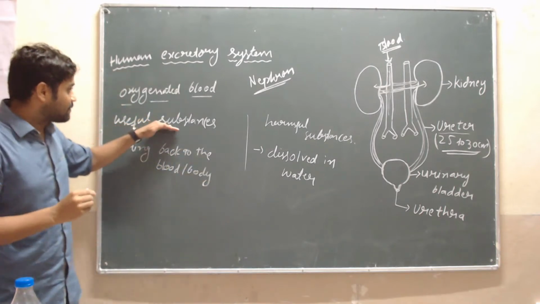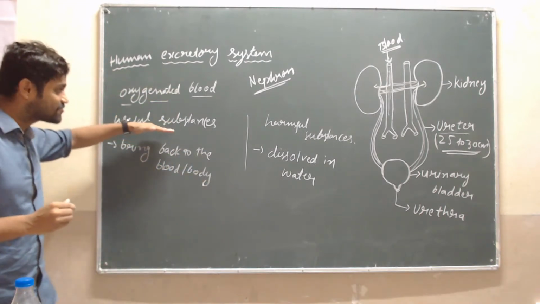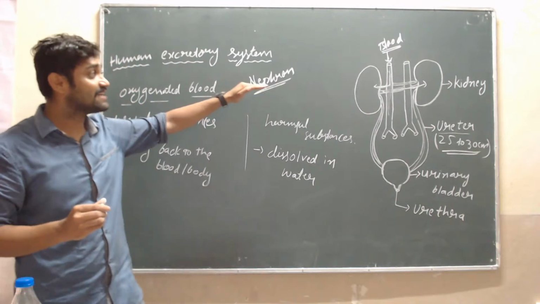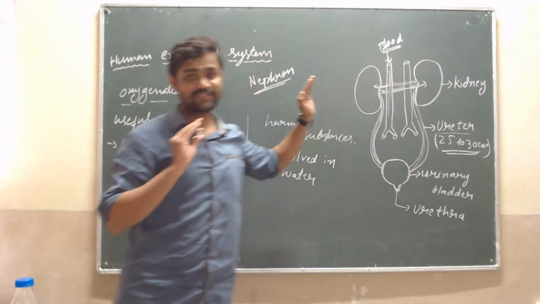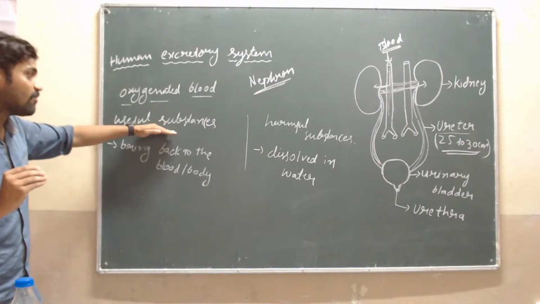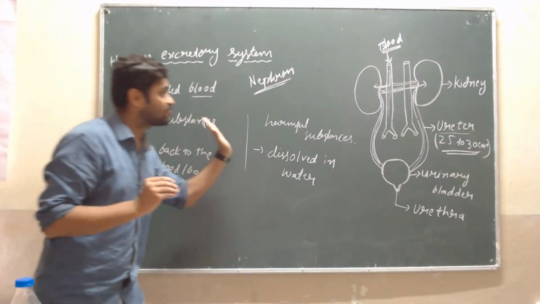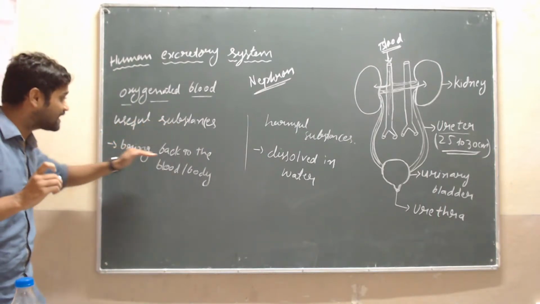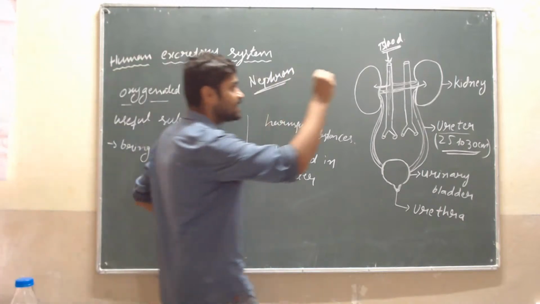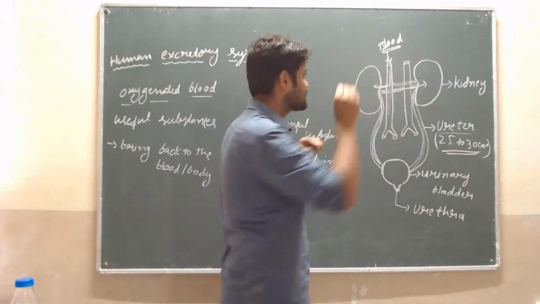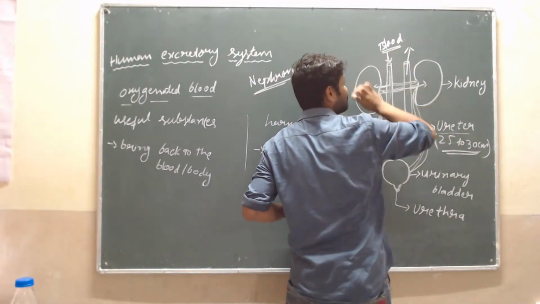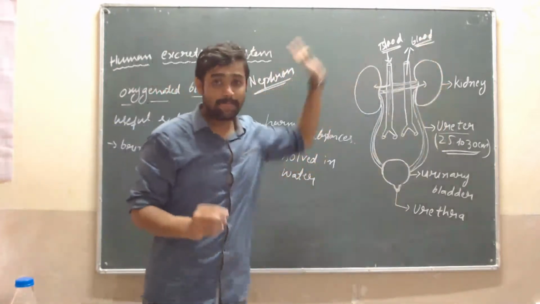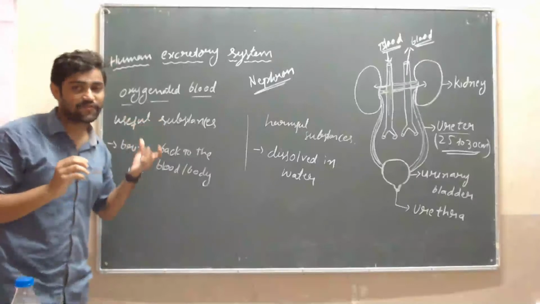Oxygenated blood contains useful substances and harmful substances. With the help of nephron, millions of which are present in each kidney, useful substances are separated as well as harmful substances are separated. Here, the useful substances are brought back to the blood or body. See here, they are brought back to the blood.